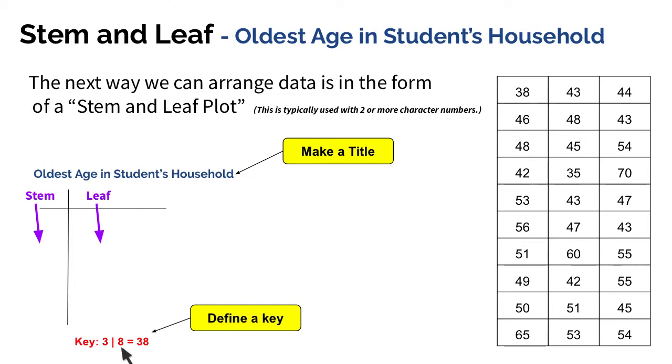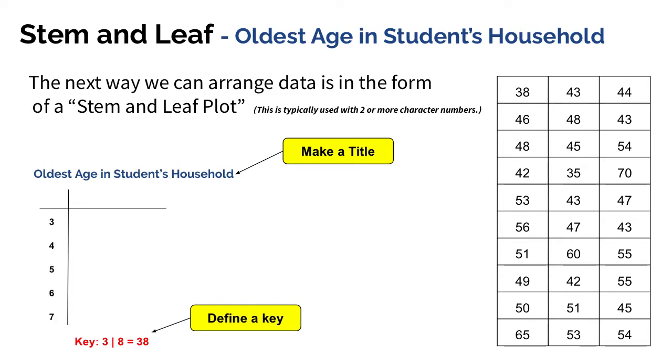define a key. So the way that you would read this key is that 3 would be the stem, the number on the left side of the line, and then you've got the line that goes straight up and down here, and then 8 would be the leaf, which is going to go on the right side of the line, which means if you see a 3 and an 8 next to each other, that's going to represent the number 38.